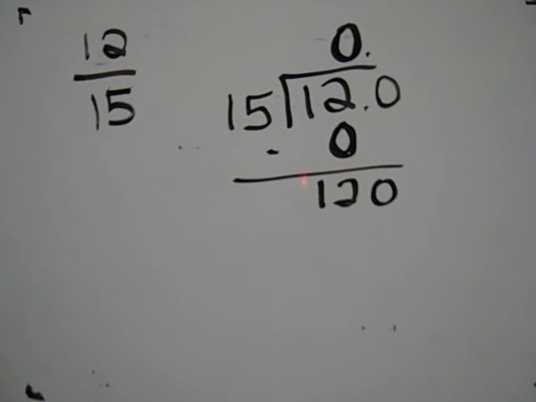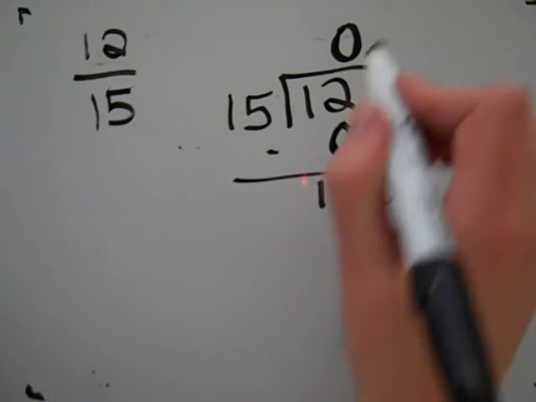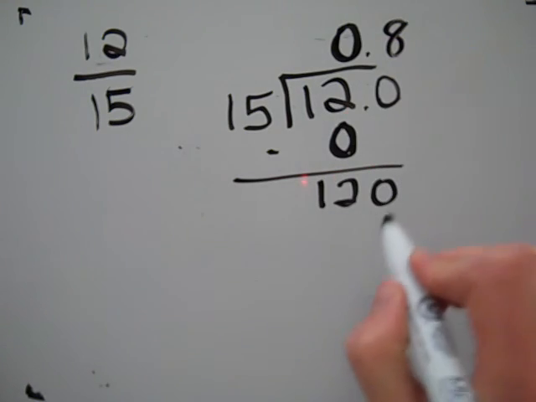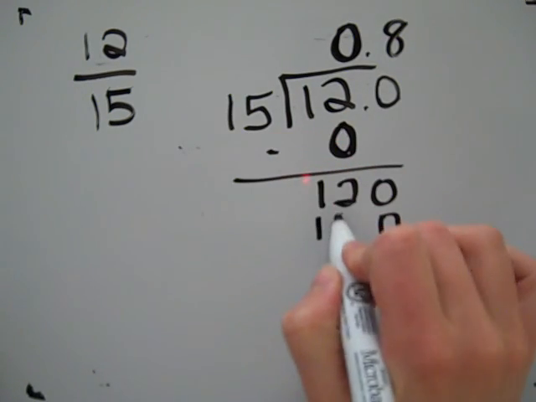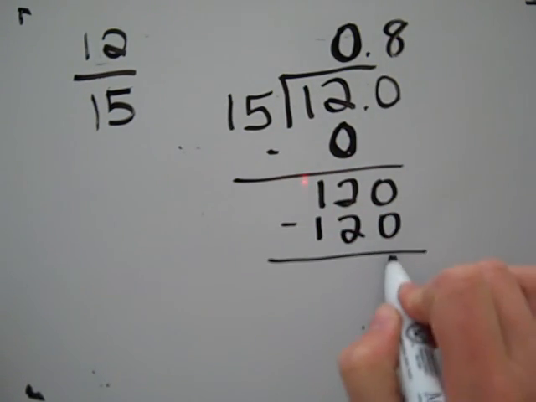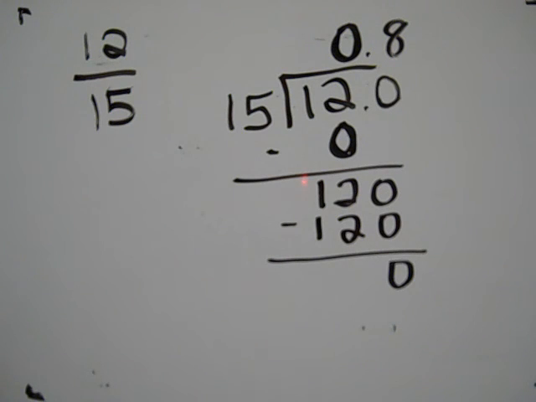Now 15 goes into 120 8 times. 8 times 15 is 120. Do my subtraction, I get 0. So we're done with that problem.